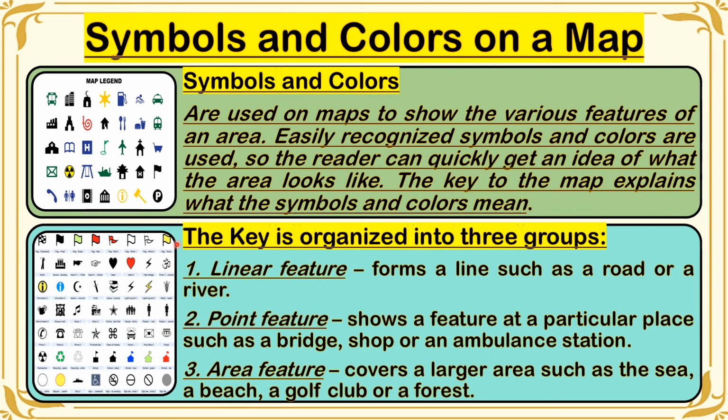Next, let's continue. The key is organized into three groups, or the legend is organized into three groups. The first one is linear feature, forms a line such as a road or a river. The second one is point feature. It shows a feature at a particular place, such as a bridge, shop, or an ambulance station. And the third one is area feature. It covers a larger area, such as the sea, a beach, a golf club, or a forest.